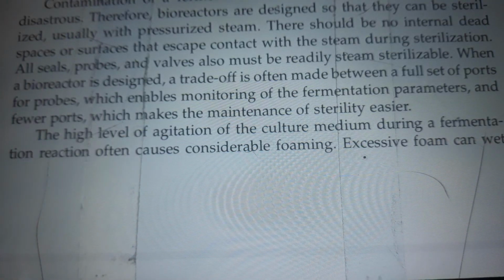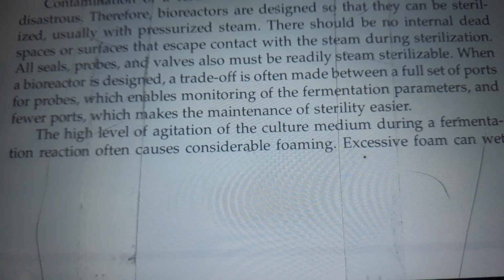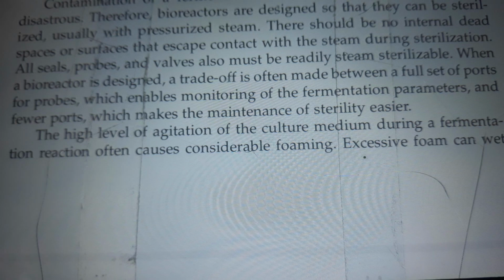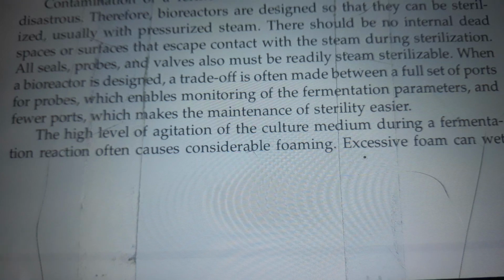Contamination of a fermentation with fungi or bacteria is usually disastrous. Therefore, bioreactors are designed so that they can be sterilized, usually with pressurized steam. There should be no internal dead spaces or surfaces that escape contact with the steam during sterilization. All seals, probes, and valves also must be readily steam sterilizable. When a bioreactor is designed, a trade-off is often made between a full set of ports for probes, which enables monitoring of the fermentation parameters, and fewer ports, which makes the maintenance of sterility easier.